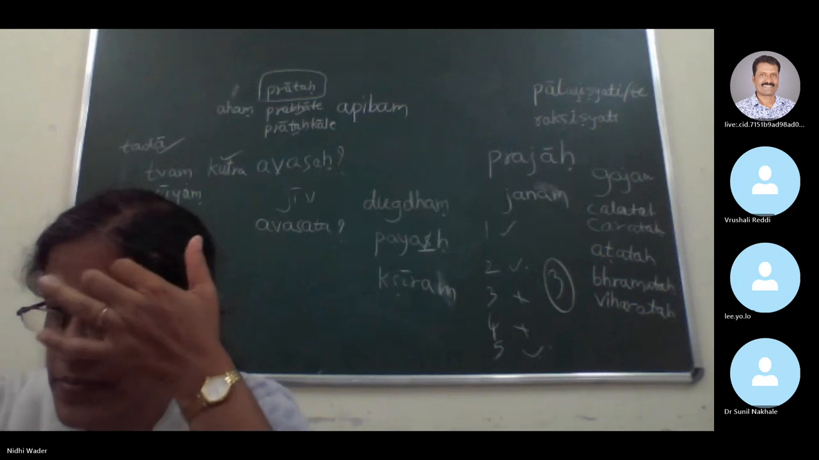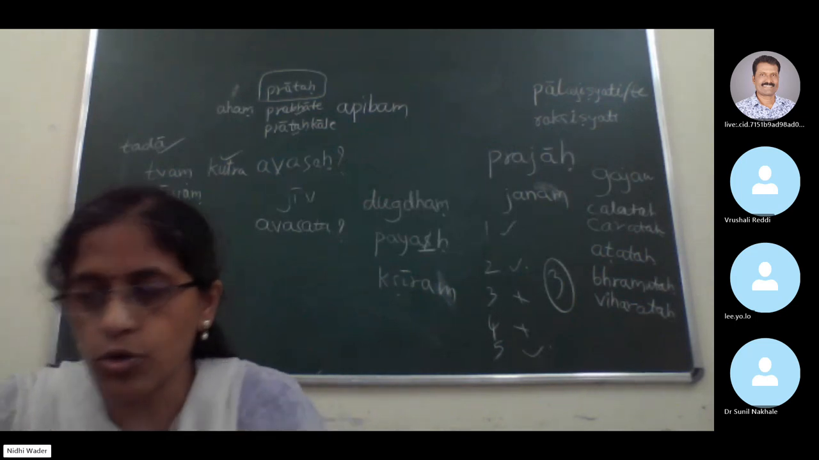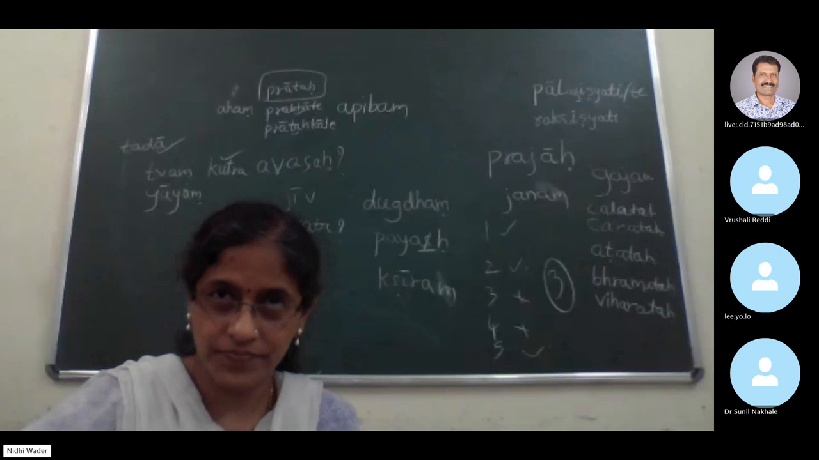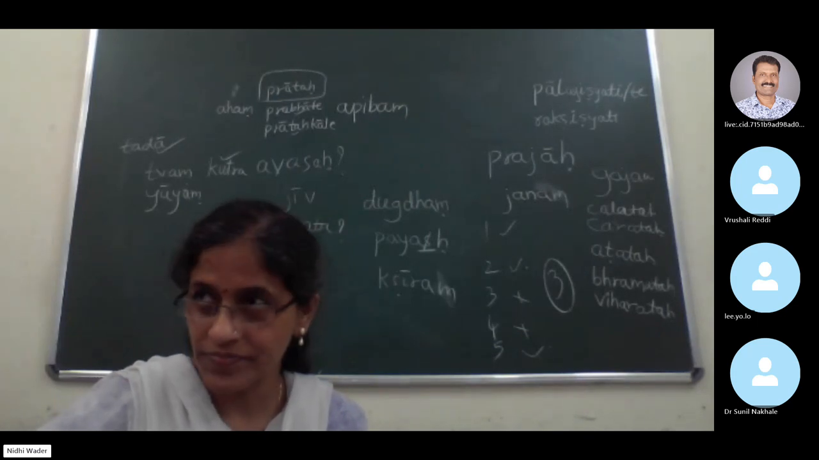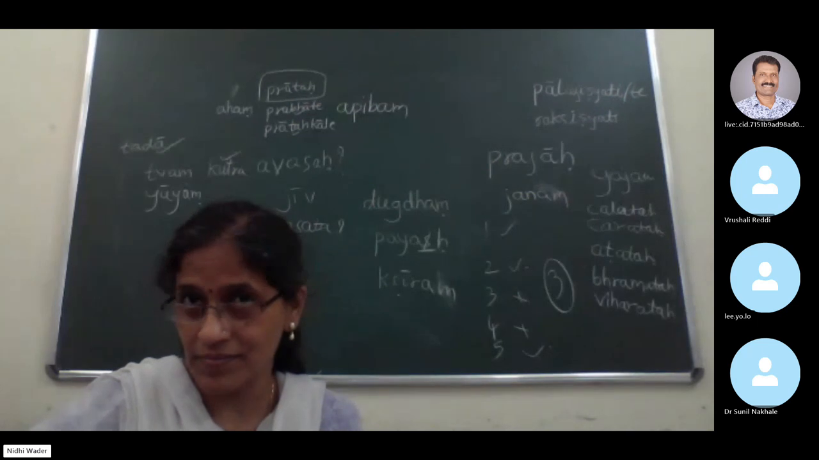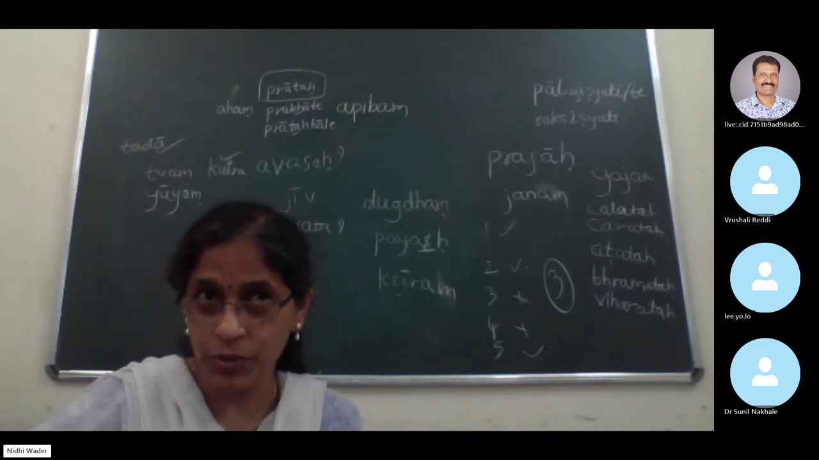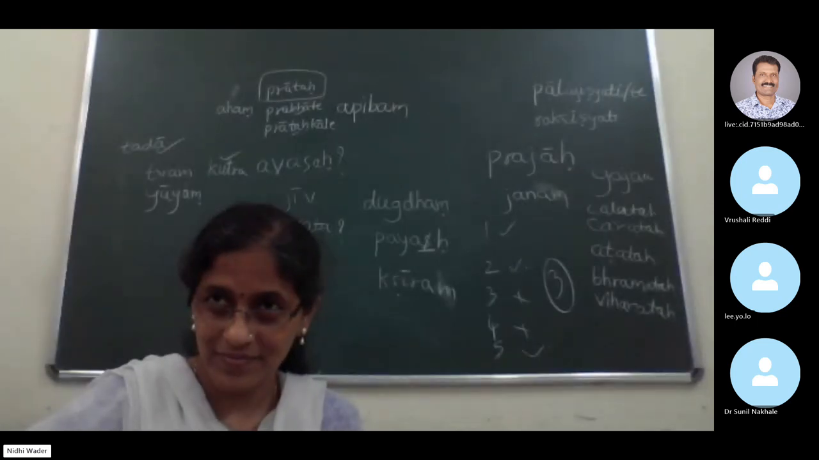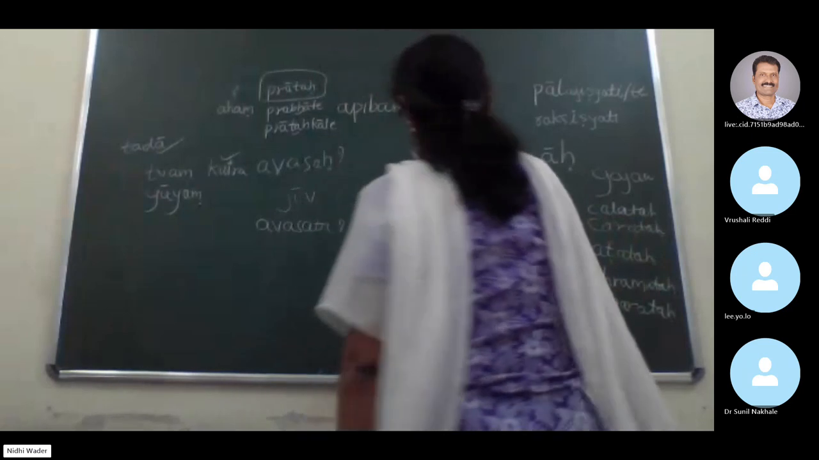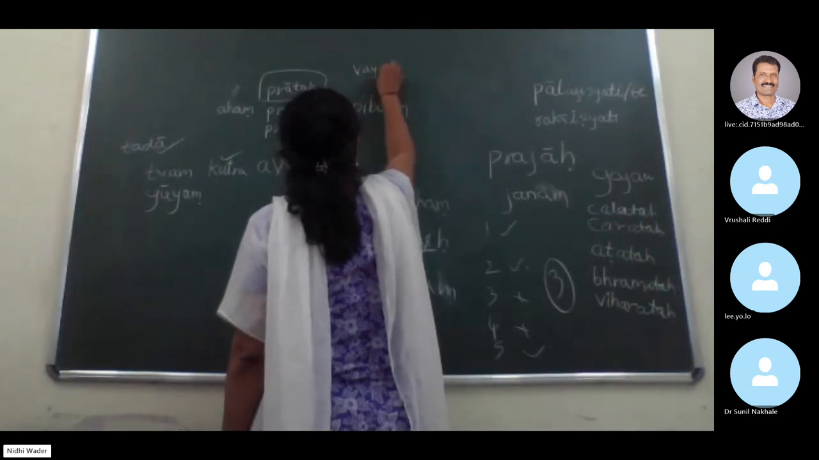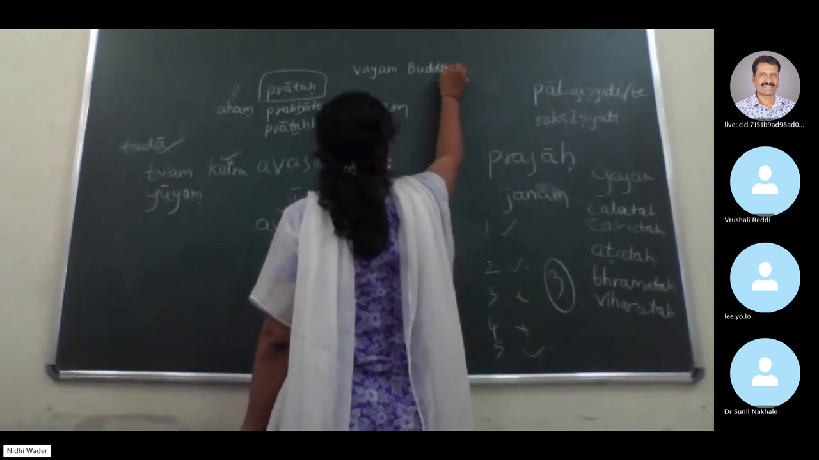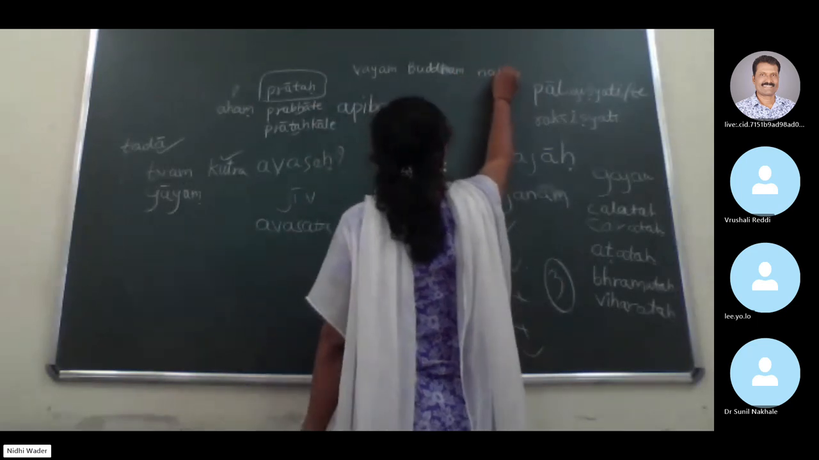Next sentence. Will bow to Lord Buddha. Future tense. Nama. Yes. And it's we. So? Vayam. First person plural. So our verb also has to be first person plural. Namasyamaha. Yes. Very good. I'll write the sentence here. Vayam Buddham Namasyamaha. It's irregular.